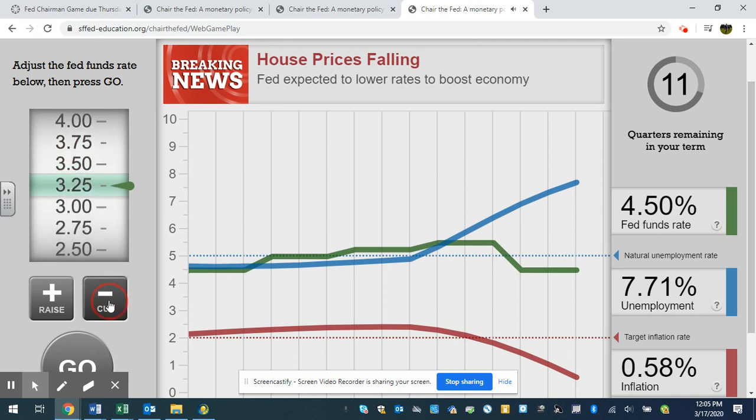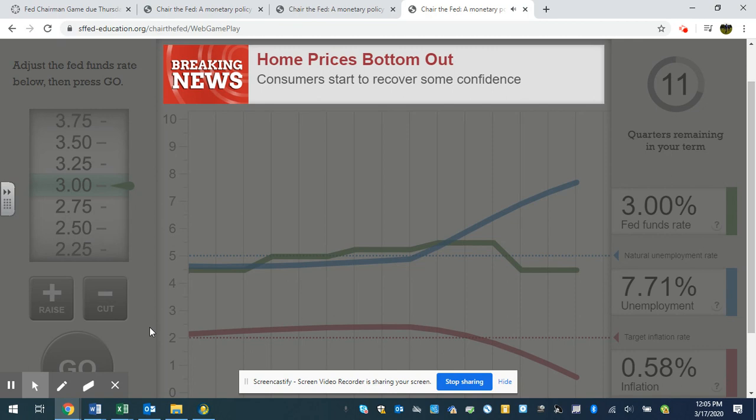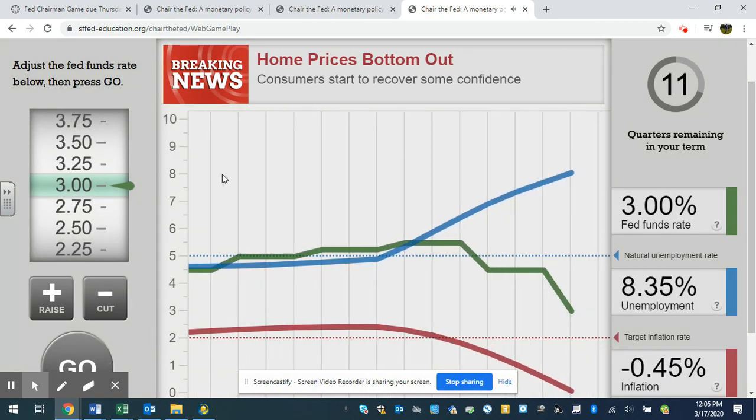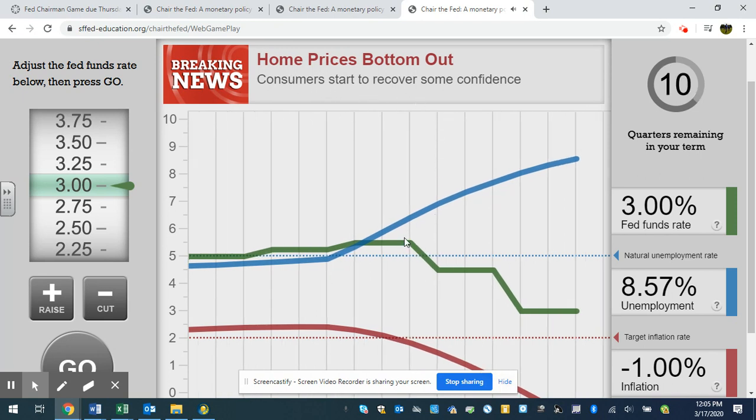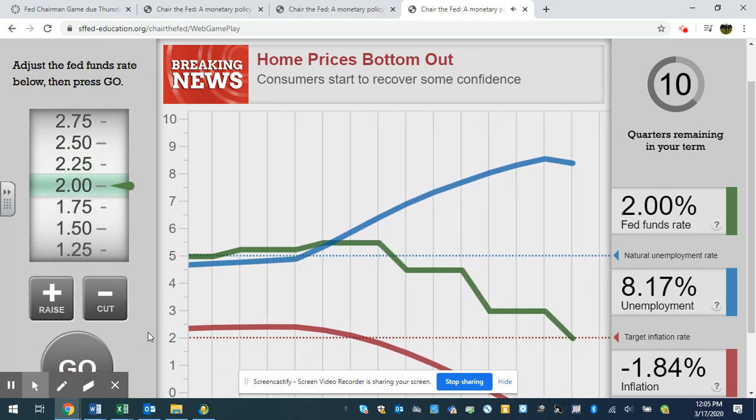Let's cut it. Now, in reality, the Fed would never cut interest rates 1.5% in a single decision, but let's see what happens there. Home prices bottom out. Consumers start to recover some confidence. Well, we still have yet to see it. Let's lower it by another point to 2%. See if we can start getting those lines to come back to where they should be.